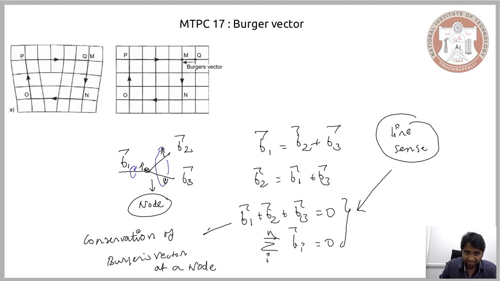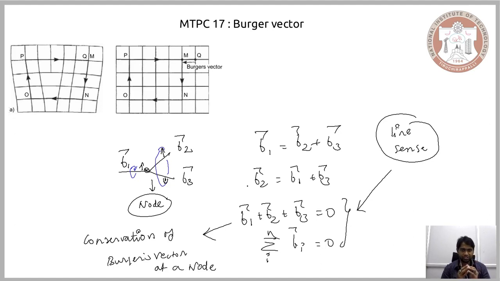So this particular expression explicitly talks about the conservation of the Burgers vector at a node, and these are different variants of it. What we have essentially done is consider three Burgers dislocation lines interacting at a point.